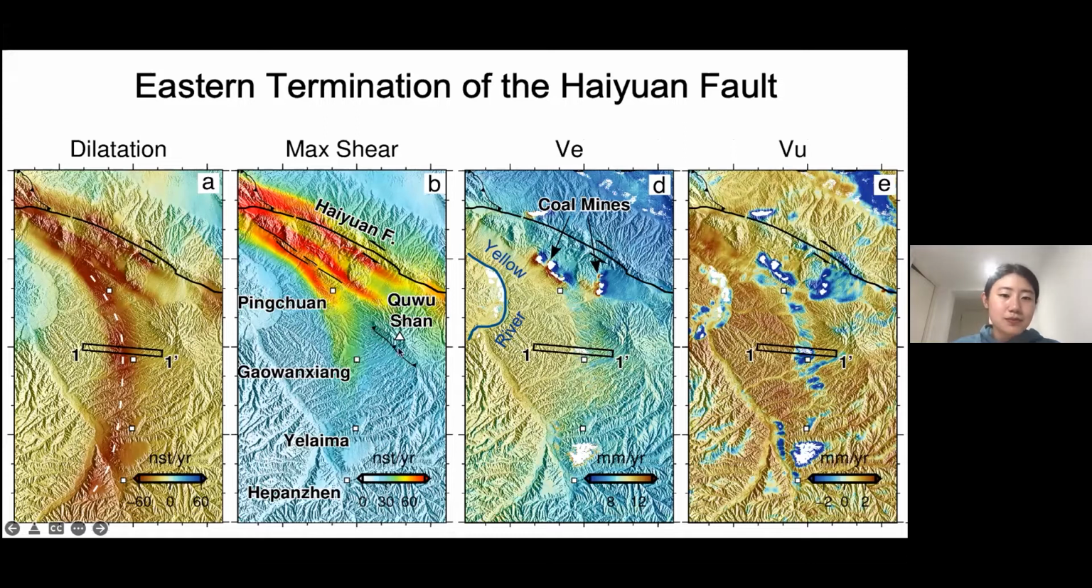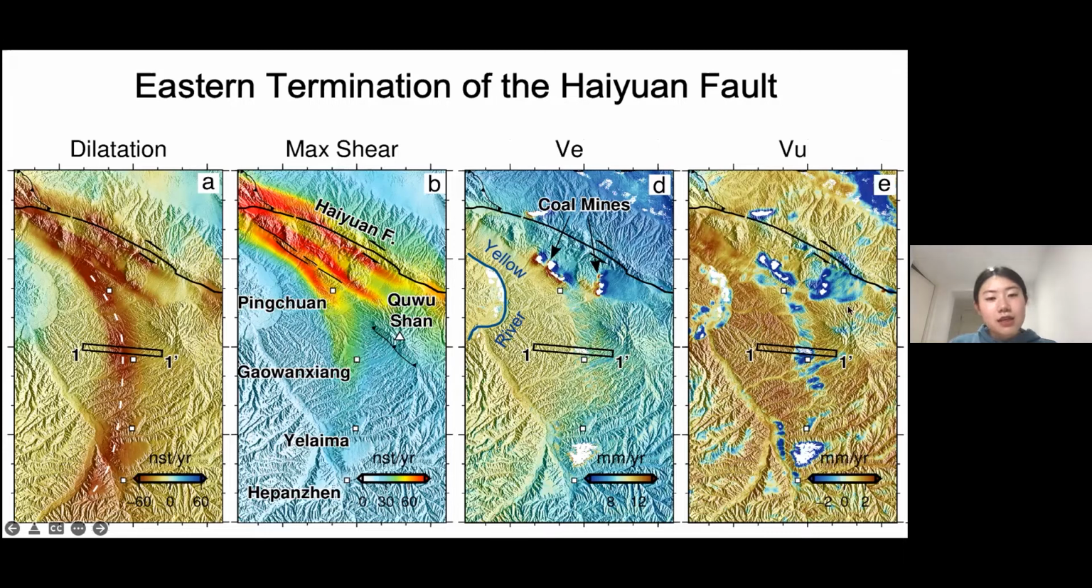mapped fault. Instead, the shear strain bends southward and it transitions into contraction in the north-south direction. And this feature comes from the velocity gradient across the east velocity map. We can see the west-hand side is moving faster towards the east than the east-hand side. And similarly, in the vertical velocity map, we are also seeing the west-hand side moving upwards faster than the east-hand side.